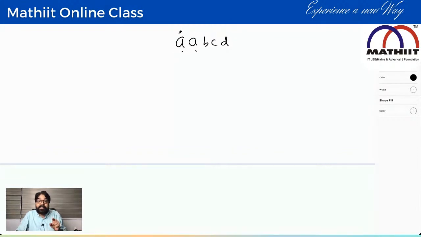A and B can interchange their position, and a new way will come. See, if you interchange A and B, what will come? B, A, C, D. This is a new arrangement. But if you interchange this A and this A, you will get the same arrangement again. This is not a new arrangement. So internal arrangement is not allowed by default when the objects are identical.